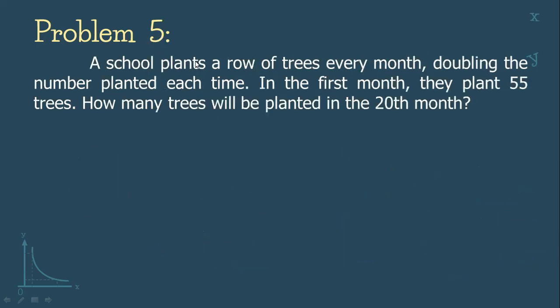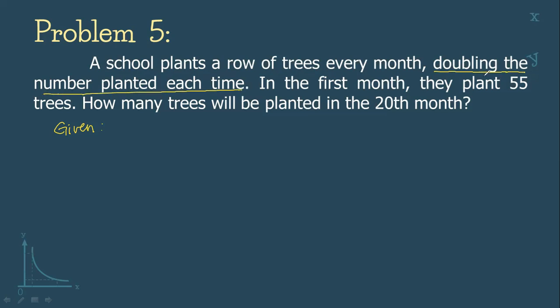So paano naman po if we are asked with this kind of problem? So for problem number 5, a school plants a row of trees every month, doubling the number planted each time. In the first month, they plant 55 trees. How many trees will be planted in the 20th month? Okay, so first let us identify the given. In this problem, the given are, so a school plants a row of trees every month, doubling the number planted each time.